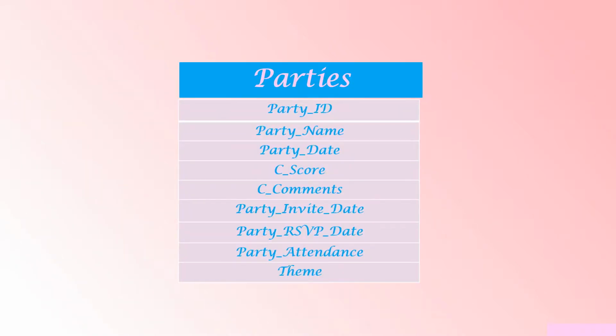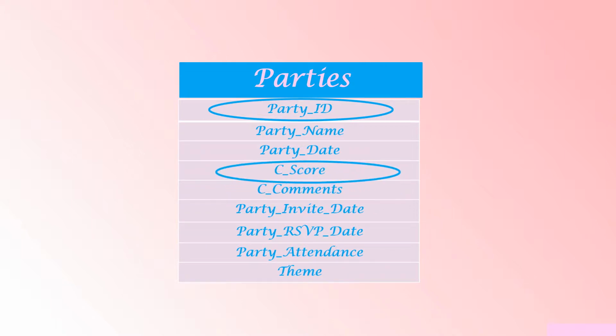Here we have the parties table. So we want to pull back all party IDs that Cinderella gave a score of 8 or above to. If you recall, C-score stands for the Cinderella score, and this is a score on a scale of 1 to 10 that Cinderella gives to each party based on how she felt it went. So this is the column that we will use in our where clause.